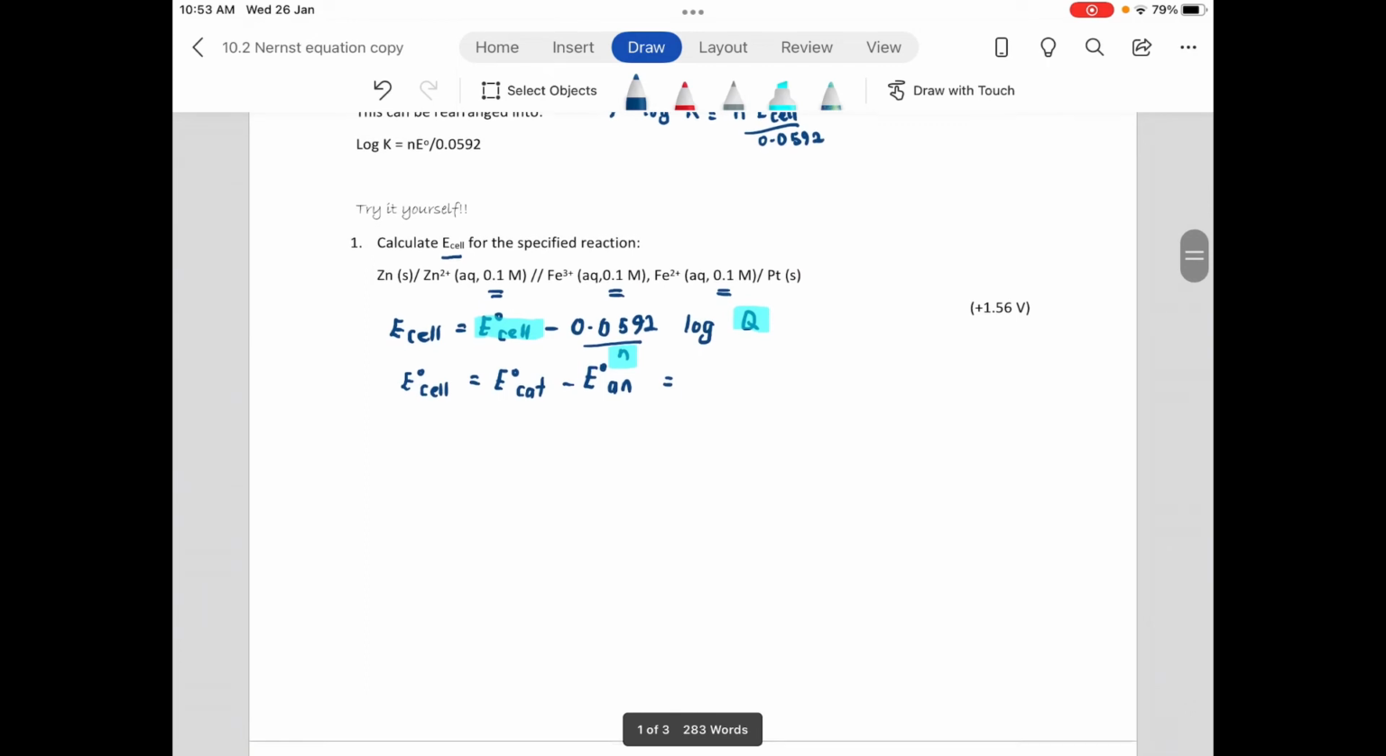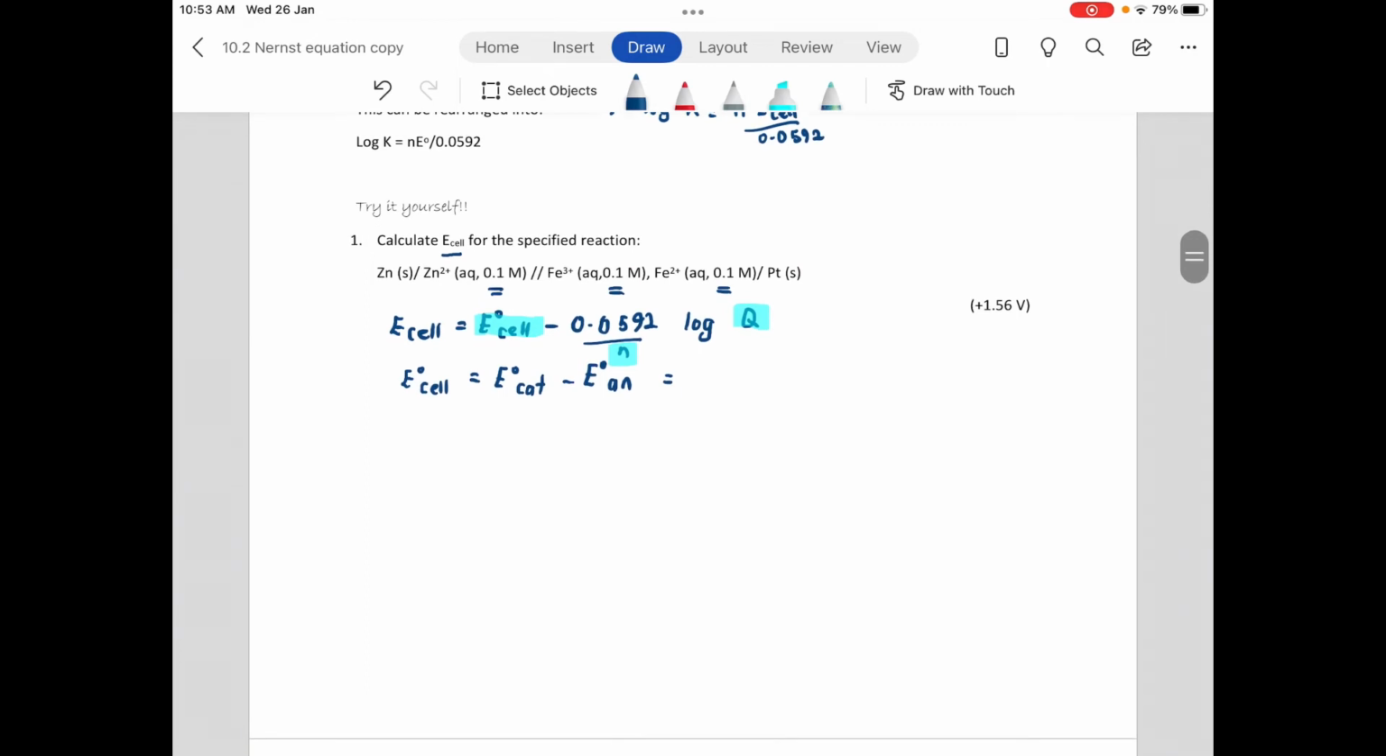Okay, patah balik. So kita punya ferrum tadi is positive 0.77. Zinc tadi is negative 0.76. So kalau kita calculate ni, kita akan dapat positive 1.53 volt. Okay, settle E naught cell. Now to find number of mole of electron and also Q.